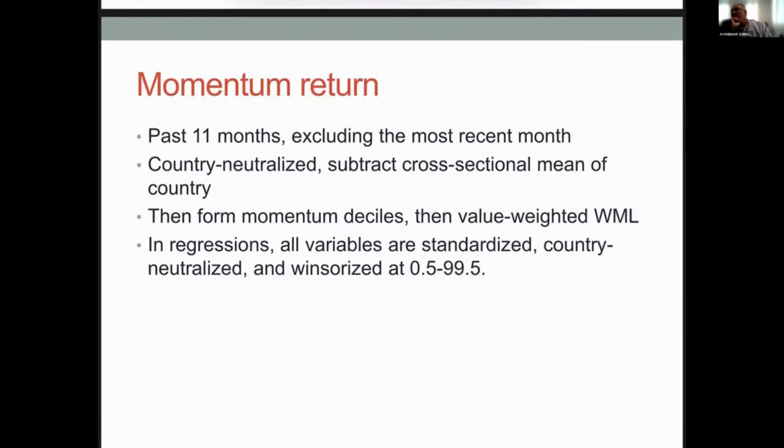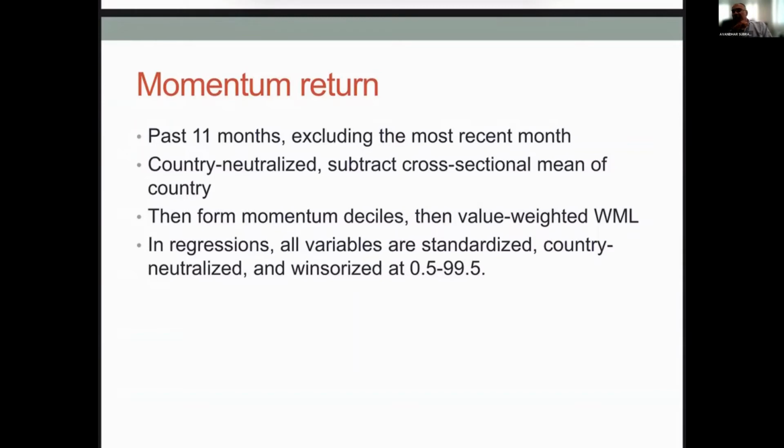Okay, so we're going to measure the momentum return using the past 11 months of data, excluding the most recent month. And the reason is that there are monthly reversals in stock market data. We want to exclude those. So that's how we're going to measure it.